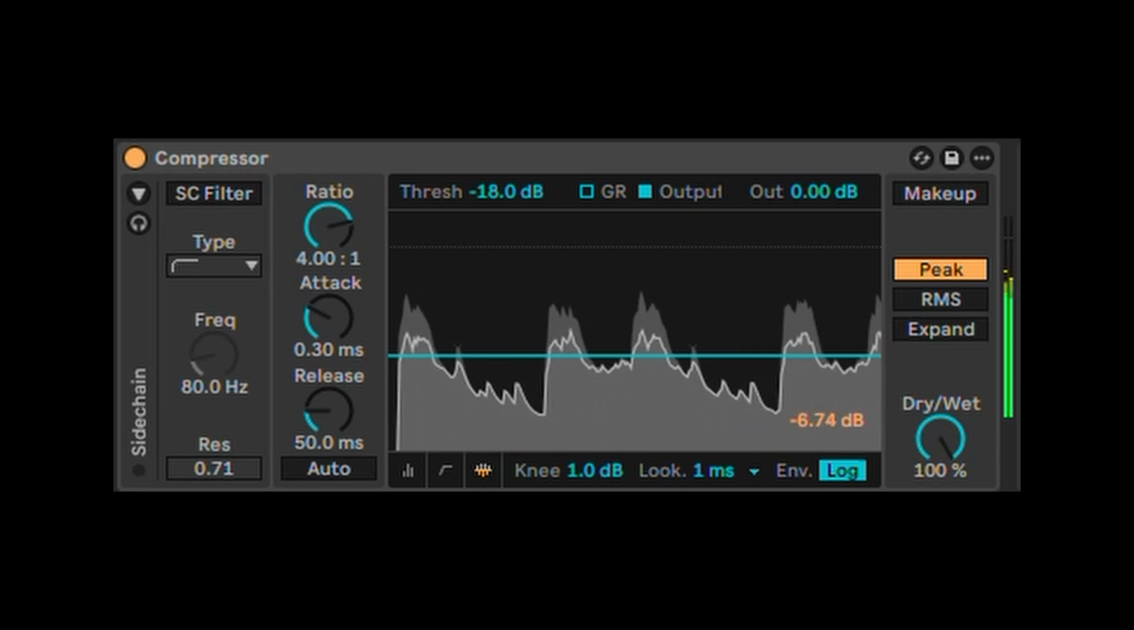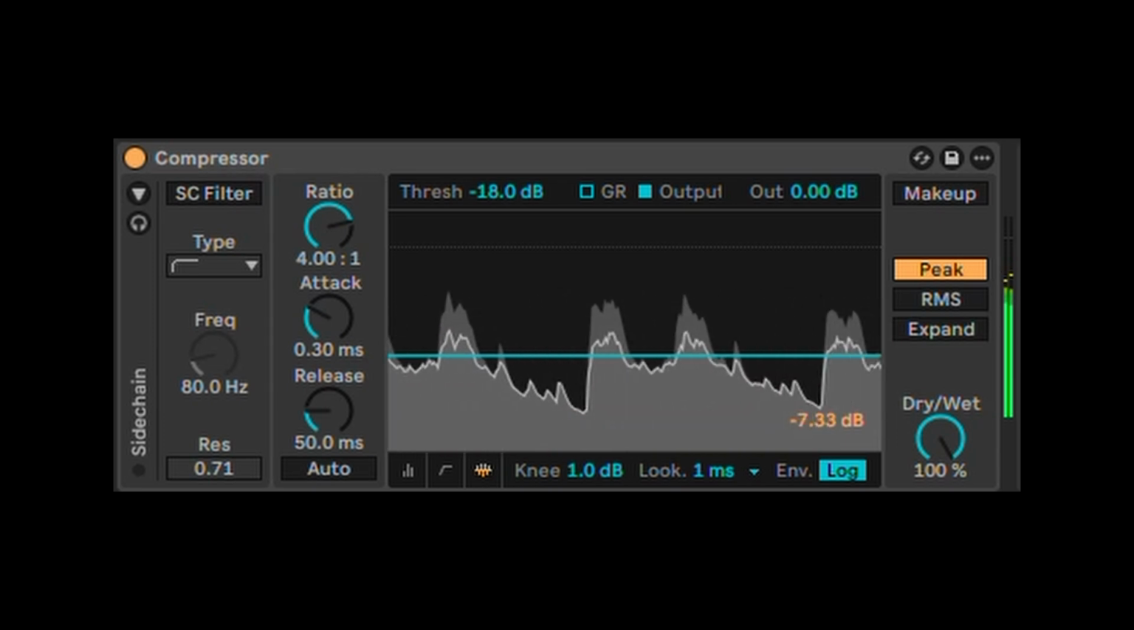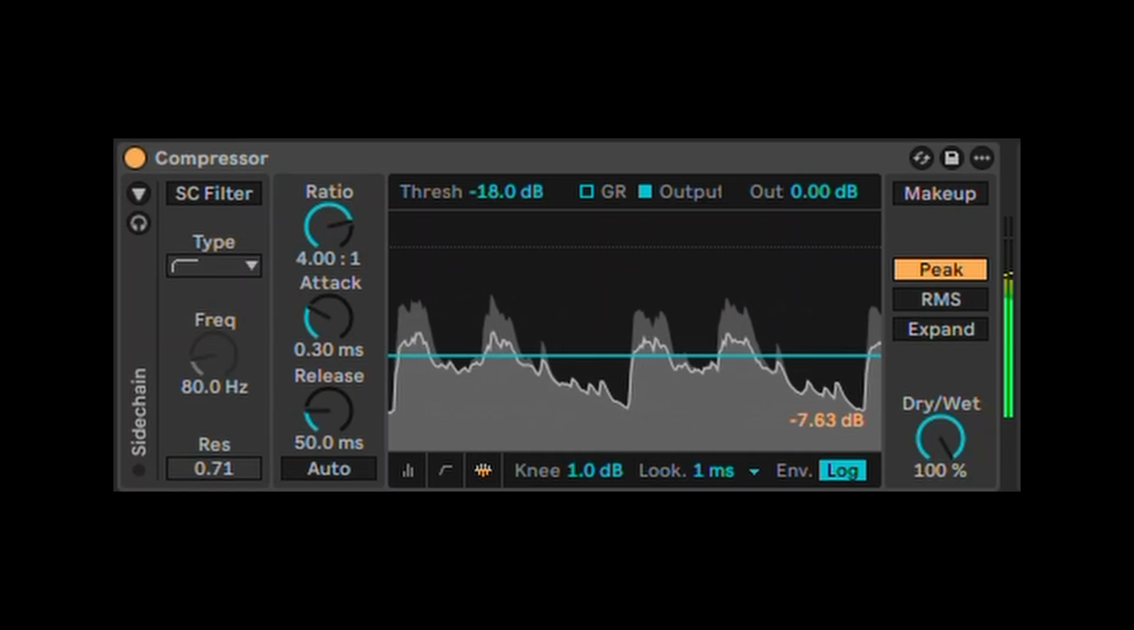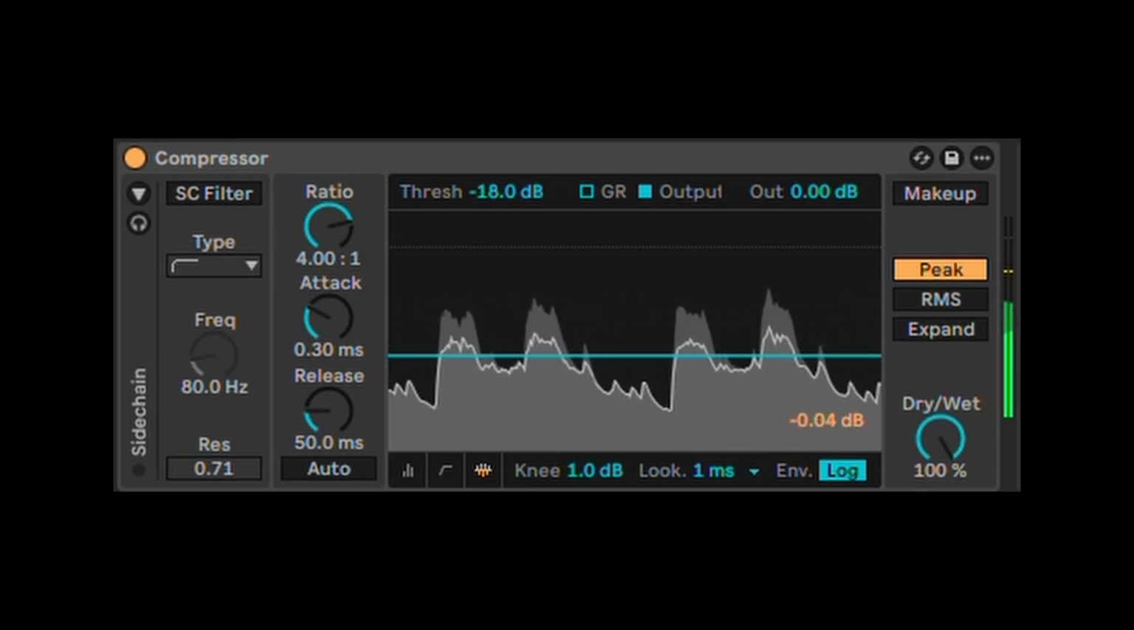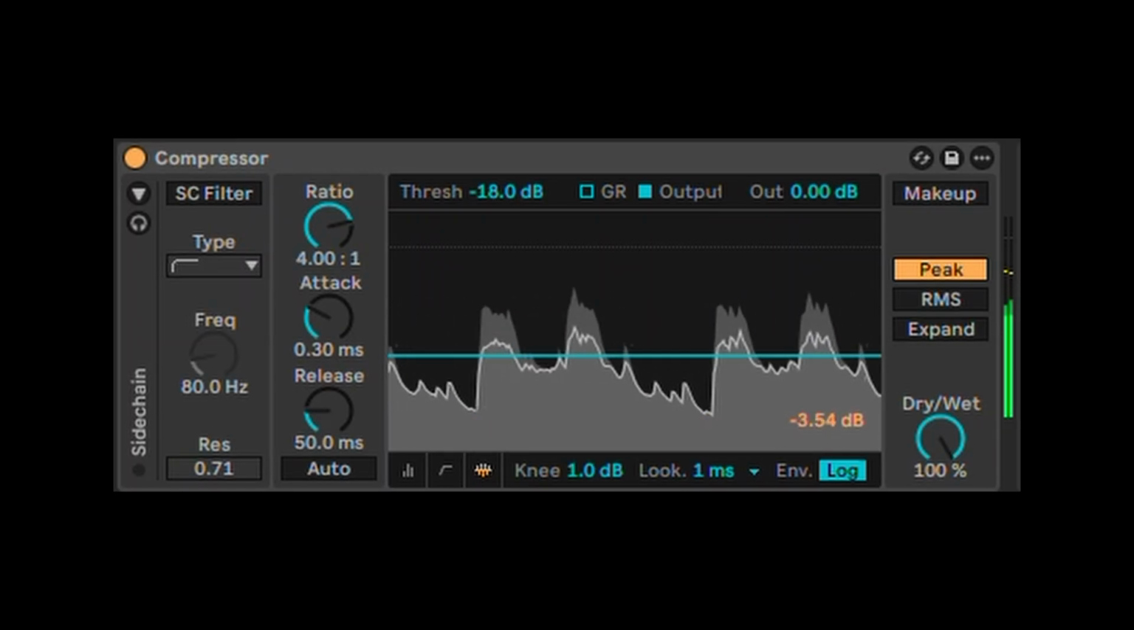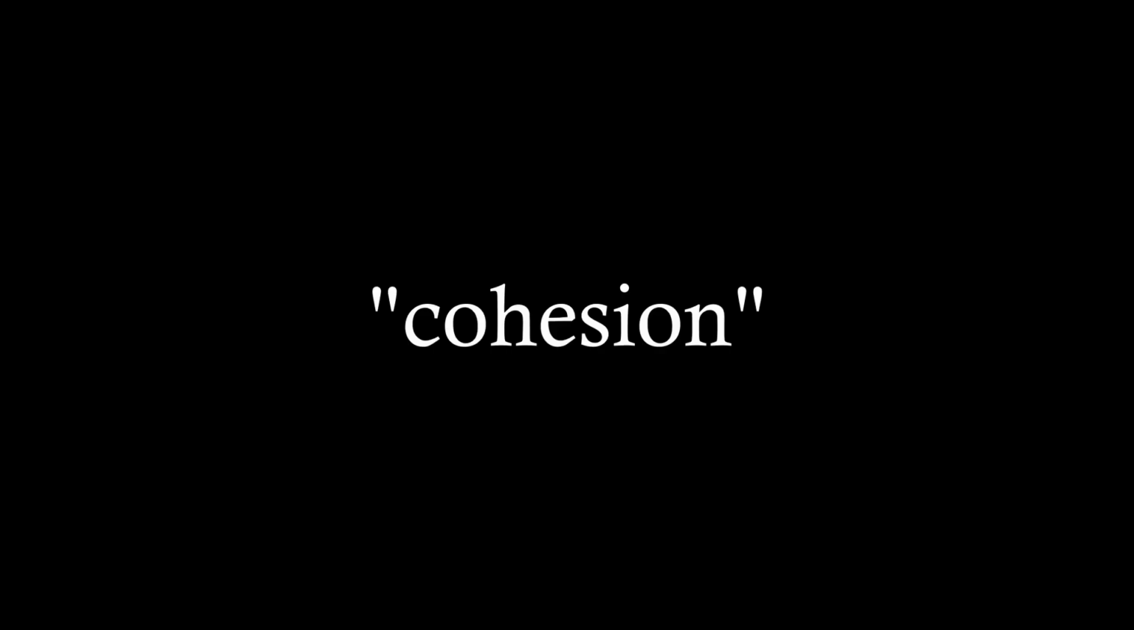Compression is one of those audio effects that everyone learns about at the very beginning of their music production journey, and for good reason. Dynamic range compression plays a major role in shaping our sound, giving it more cohesion, more sustained energy, or to use a more technical term, more oomph.